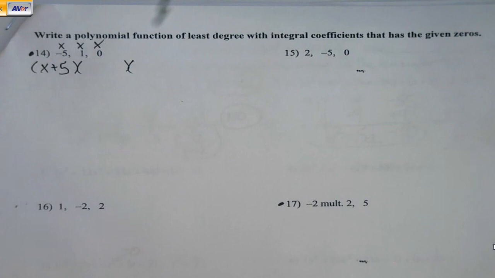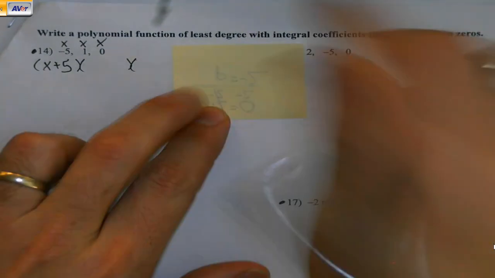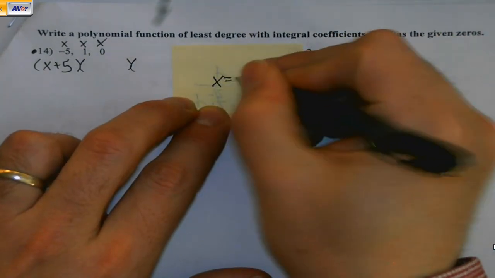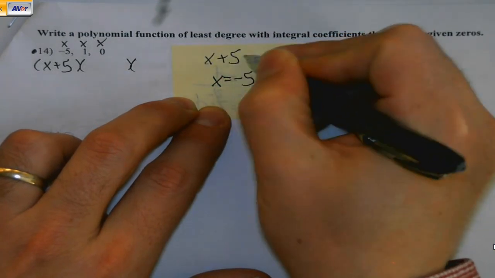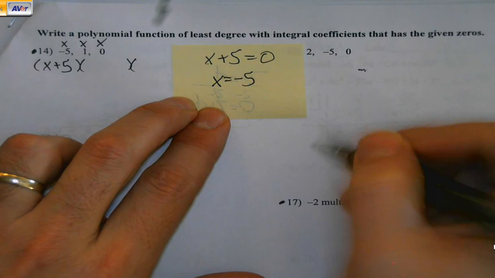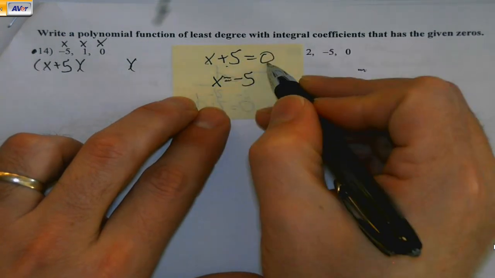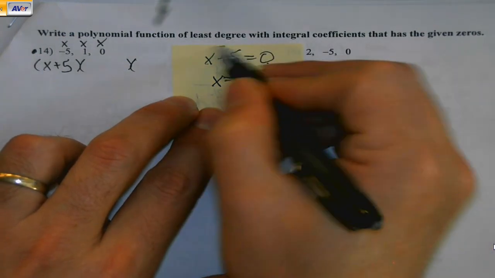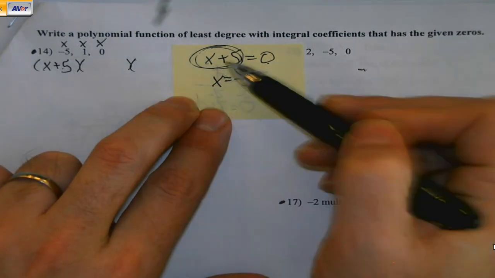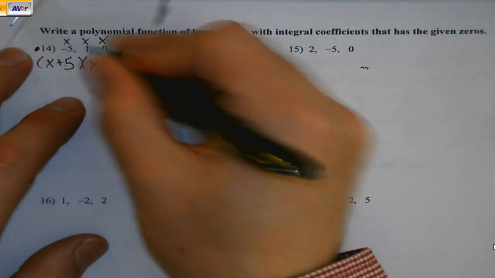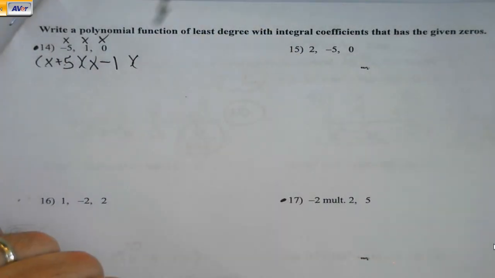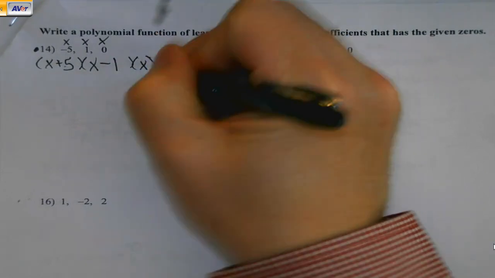Because if you think about it, if I have x equals negative 5, that came from this. x plus 5 equals 0, I minus 5, I minus 5, I get here. So that is how I'm doing that. But again, it's just the opposite. Opposite of positive 1 is negative 1. And if we have a 0, I just use x.